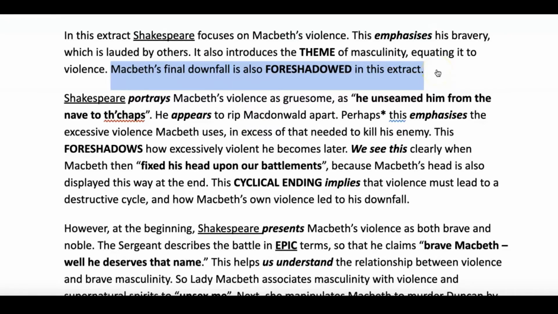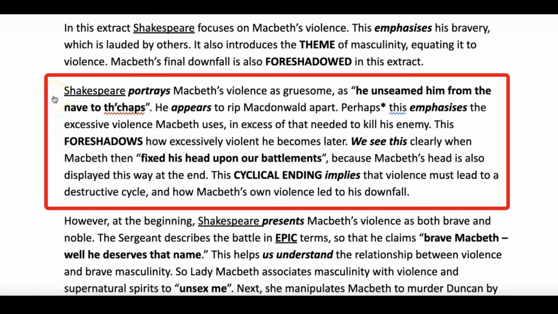So having 3 parts to your thesis effectively works as an essay plan and tells the examiner what you're going to focus on in your essay. All of these 3 things will be linked to Shakespeare's ideas. Shakespeare portrays Macbeth's violence as gruesome as he "unseamed him from the nave to the chaps." He appears to rip Macdonwald apart. Perhaps this emphasises the excessive violence Macbeth uses, in excess of that needed to kill his enemy.